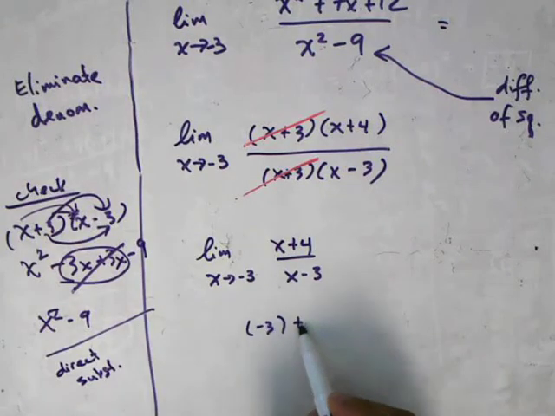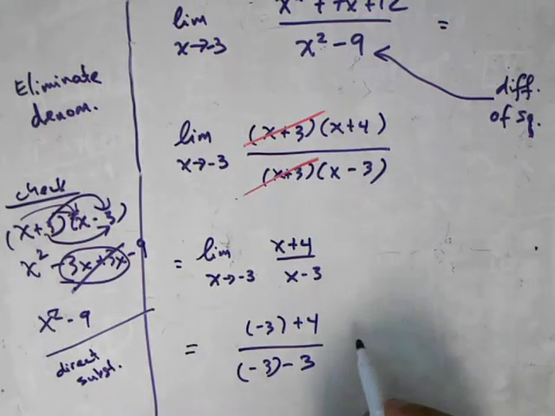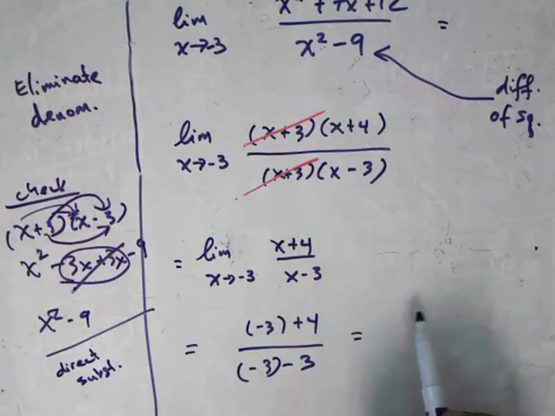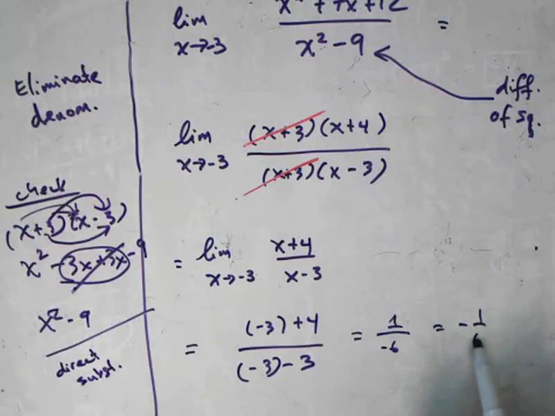Negative 3 plus 4 over negative 3 minus 3. And it's okay to take this limit away because now we're using direct substitution. I should put the equal sign in here though, because otherwise it's no longer an accurate statement. And this is a fairly simple idea. This is 1 on the top, and then negative 3 minus 3 is negative 6. So negative 1/6 is our answer here.